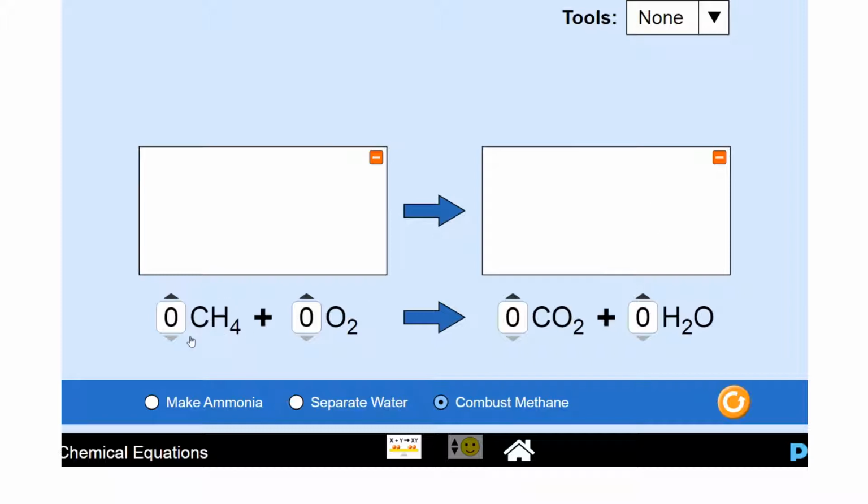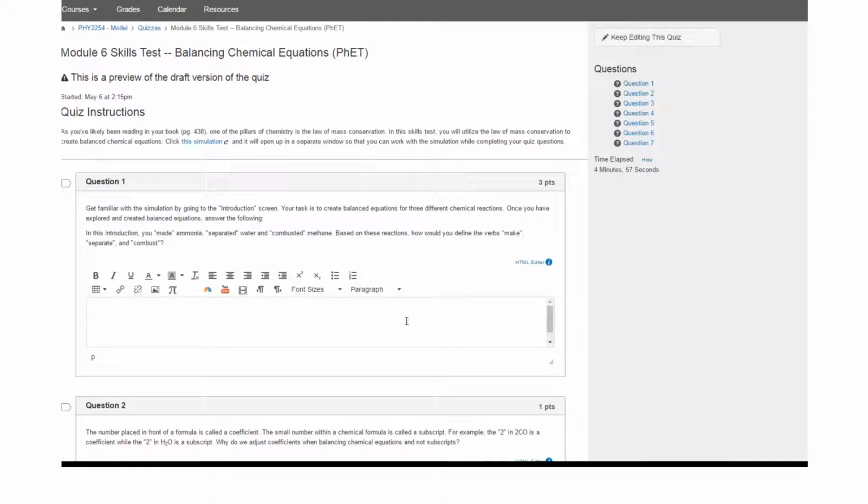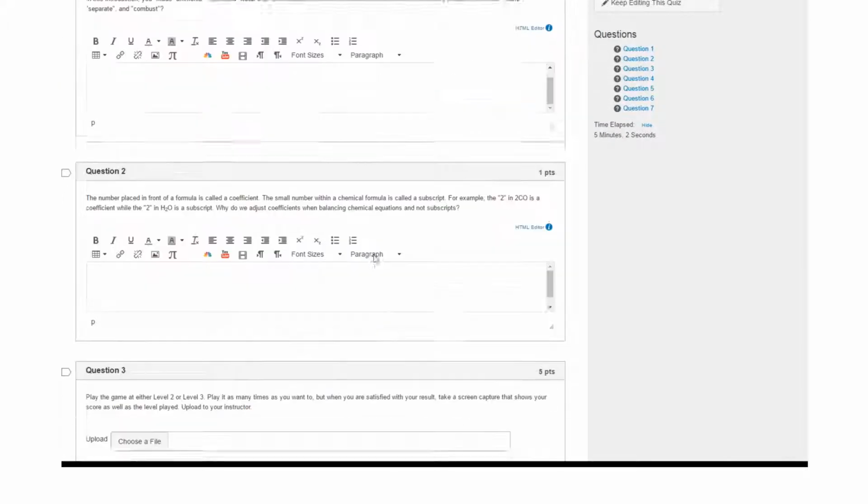So you put these ingredients together, you wind up making this product. And in this case, your ingredients are methane and oxygen, and your byproducts, or your products, are carbon dioxide and water. And so you're just going to go ahead and do that, and then answer the question as far as what these different verbs mean. What does it mean to make? What does it mean to separate? What does it mean to combust?